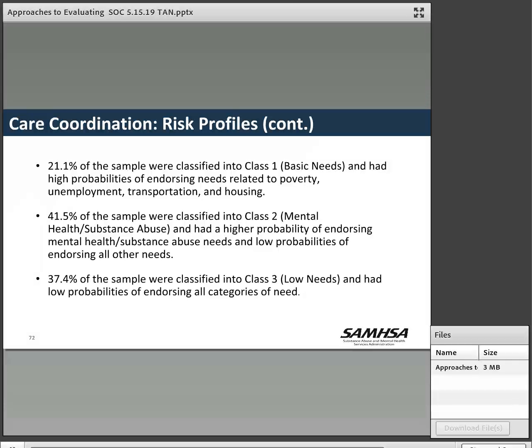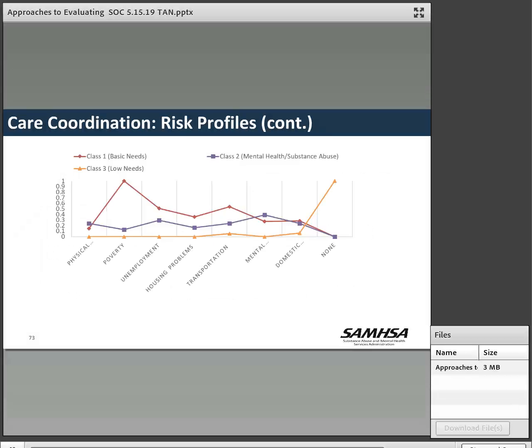So what we did was we conducted latent class analysis to see if these risks held together into some profiles, and the model with 3 classes was the best statistical fit. And what we've identified is a basic needs class, where issues such as poverty, unemployment, and housing were needs identified by the caregiver. A mental health and substance use class, where caregivers had a high probability of identifying mental health needs and are less likely to identify other needs. And a low needs class, where caregivers identified that they had few, if any, needs.